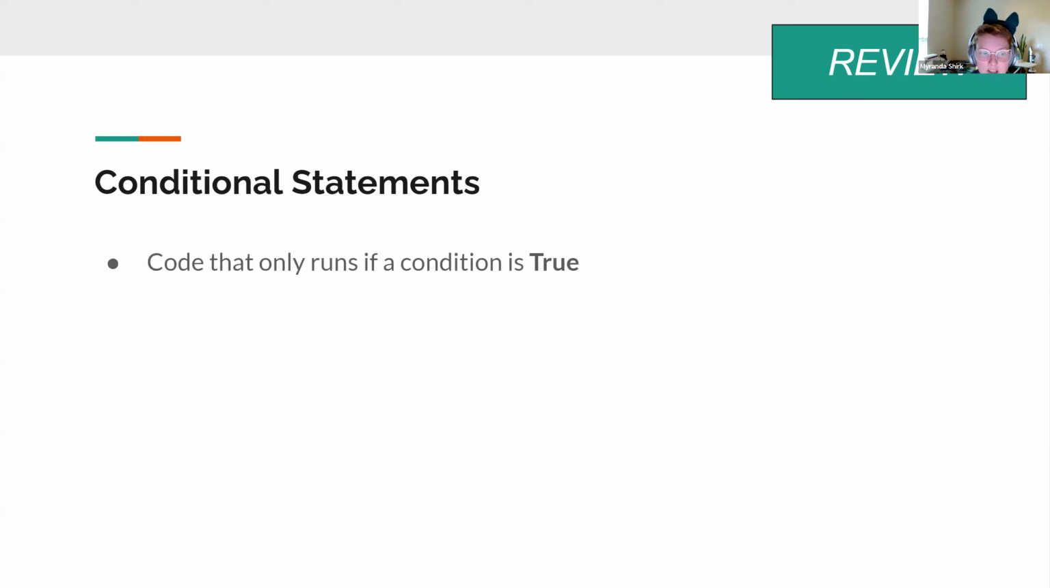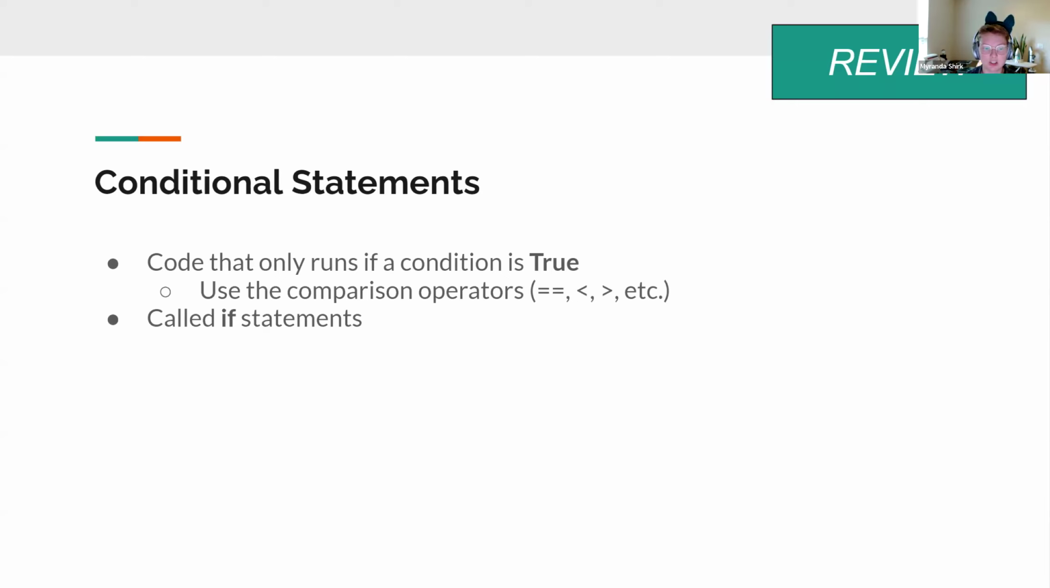Now, this is code. It is a control structure. It allows us to have blocks of code that only run if some condition is true. And it's going to use those comparison operators: the equal, the greater than, the less than. These are called if statements. We practice these if statements, and this is the syntax.